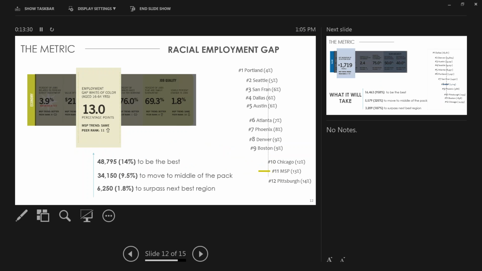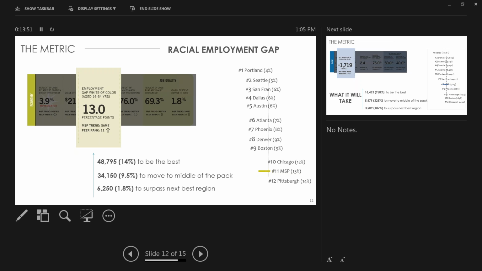But for example, the racial employment gap. In Minneapolis, there's a 13% employment gap between white people and people of color, and the trend is the same. We've gone up in the peer ranking to 11. So we look at the cities on the left list. We're kind of above Pittsburgh, and the goal is to be Berkeley at 5.